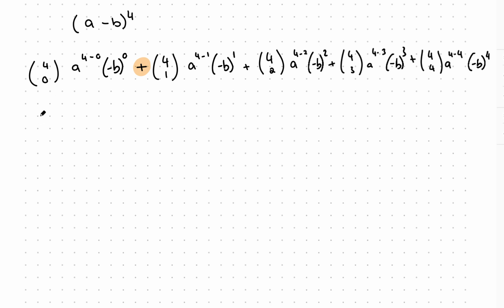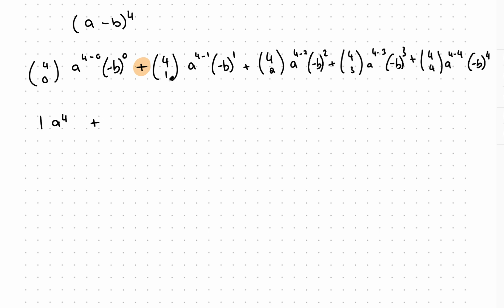4 choose 0 is 1. A to the 4 minus 0 is going to be a to the 4. Minus b to the power of 0 is still just 1. I can put in multiply by 1, but hopefully you know that multiplying by 1 is just the number itself. So I can leave it as such.